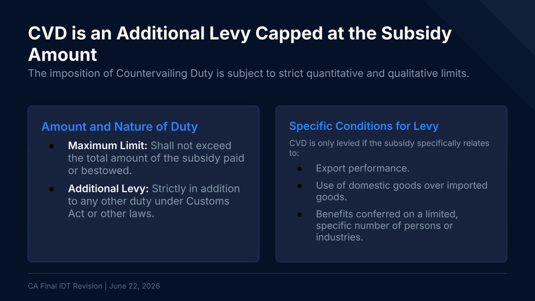Countervailing duty is subject to strict limits. The duty imposed cannot exceed the amount of subsidy actually granted. It is also an additional levy, meaning it applies over and above other customs duties. However, not every subsidy attracts CVD. The subsidy must relate to export performance, encourage the use of domestic goods over imported goods, or benefit only specific industries, enterprises, or groups. These conditions ensure that only distortive subsidies become subject to countervailing action.